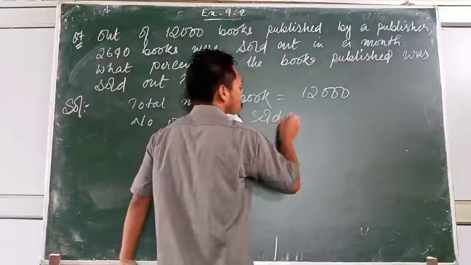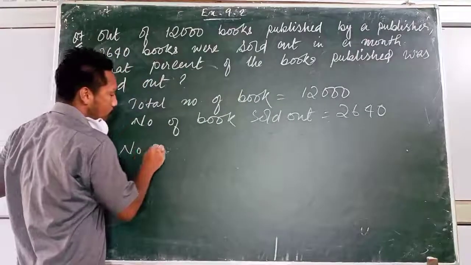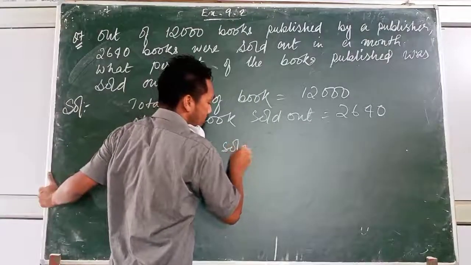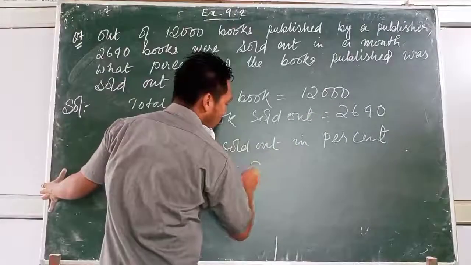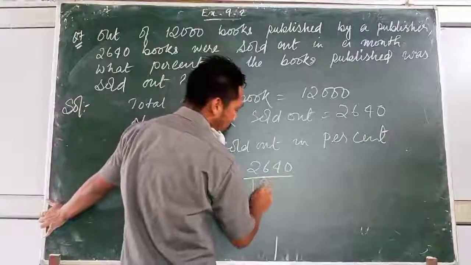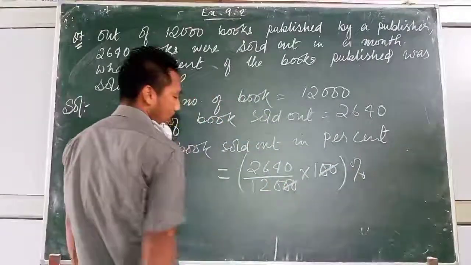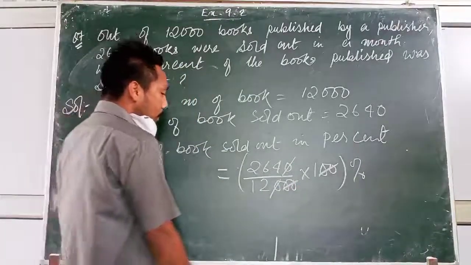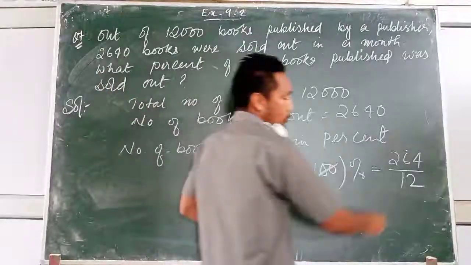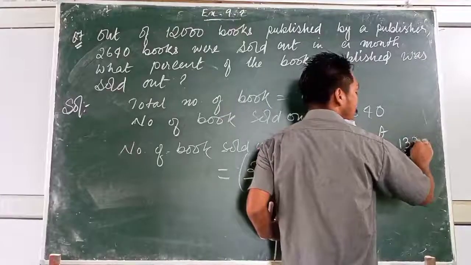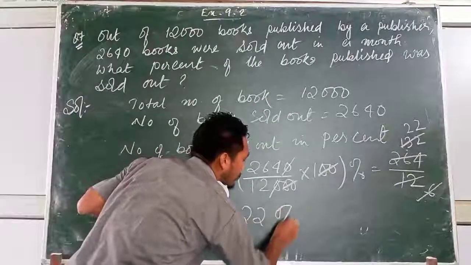Number of books sold out in percent is equal to 2640 divided by 12,000, because this is the total books, into 100, to find the percent. 0 and 0 cancel, and another 0 is also cancelled. The answer is 264 divided by 12, which is 22. So 22% of books have been sold out in a month.